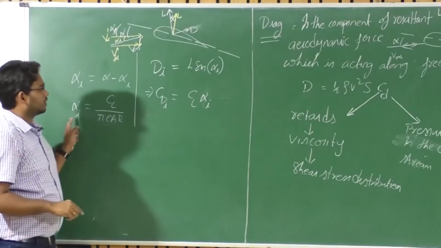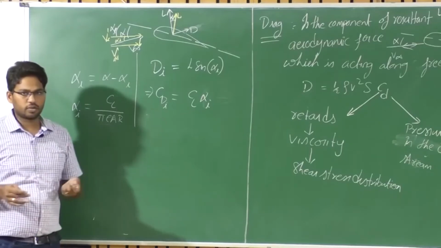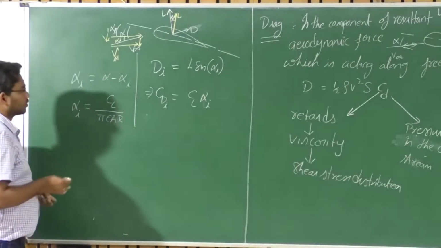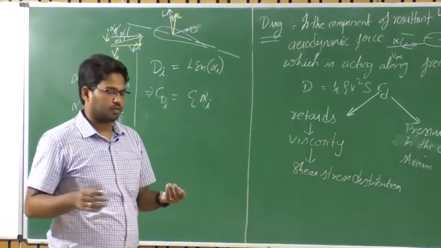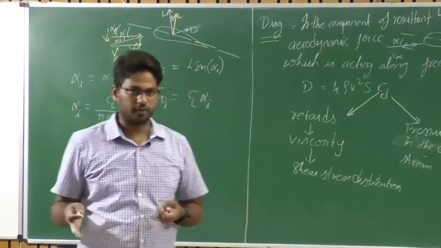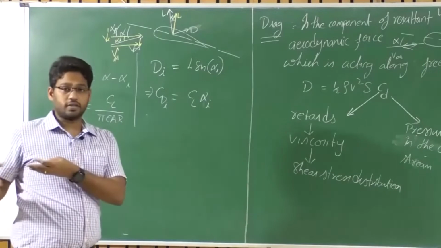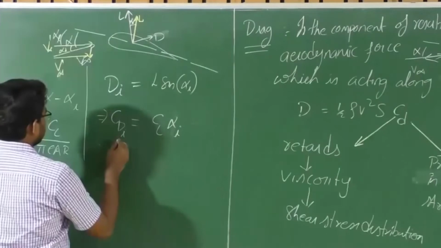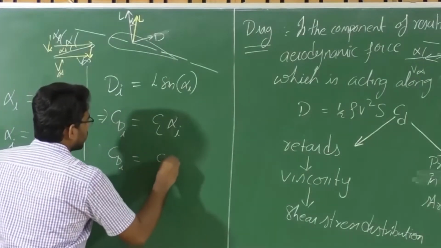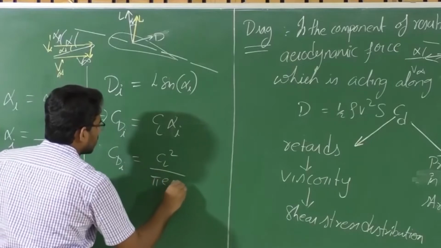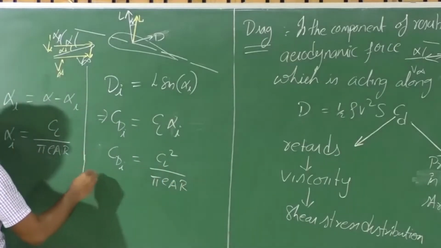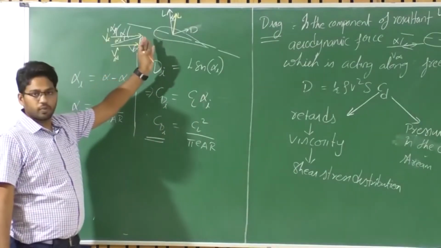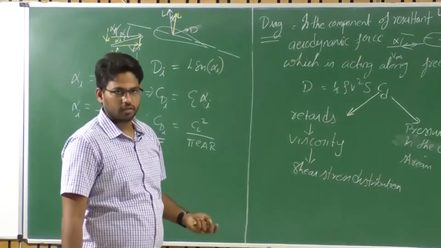This is at the wing. If you consider the downstream, this is two times alpha I. We will talk about that when we are dealing with stability aspects during the second part of this course, during the second semester, when we are talking about flight stability and control. So this CDI is equal to CL square upon pi E AR. So what we have in addition is induced drag, which is due to the upwash and the downwash effects near the wing, right?